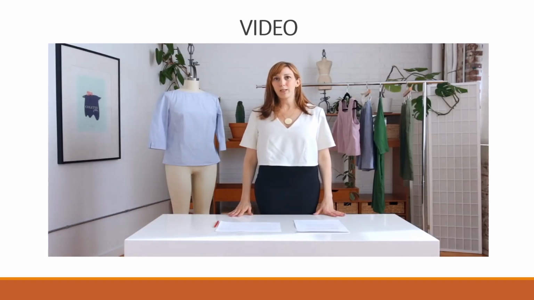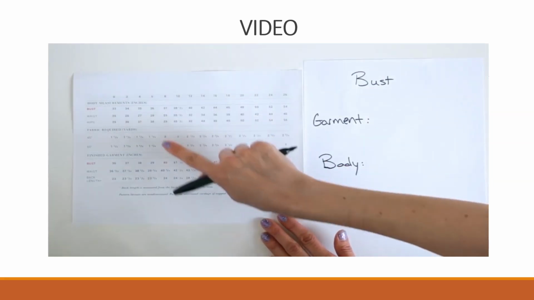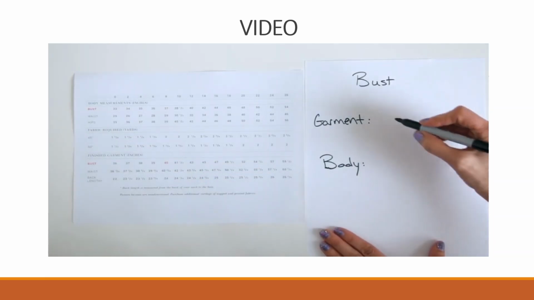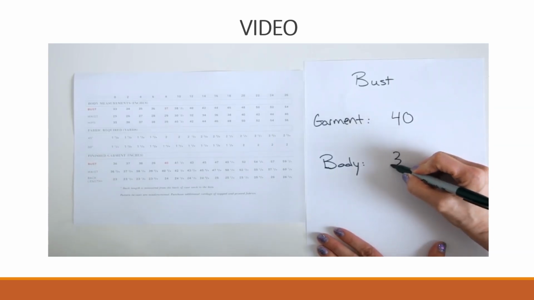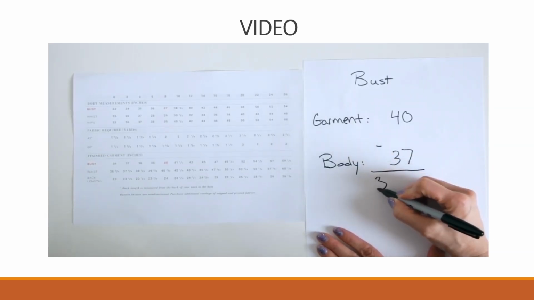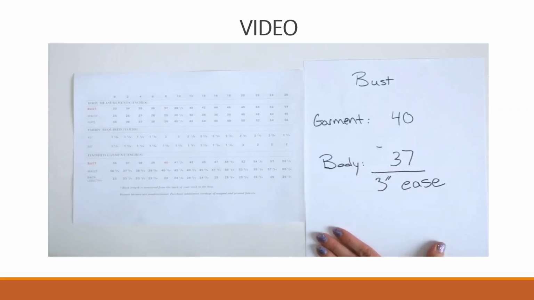Before you pick a size to cut, it's important to check two measurement charts: body measurements and finished garment measurements. They may or may not be on separate charts. Seamwork has both included on the same size chart. Here I have the size chart for the York. The bust measurement on a size 8 is 37 inches. The finished garment measurement is 40 inches. To calculate the amount of ease, you subtract the body measurements from the finished garment measurements. So 40 minus 37 equals 3 inches of ease in the bust on a size 8.